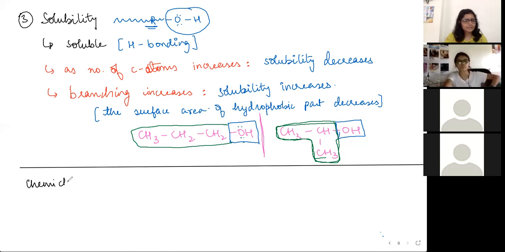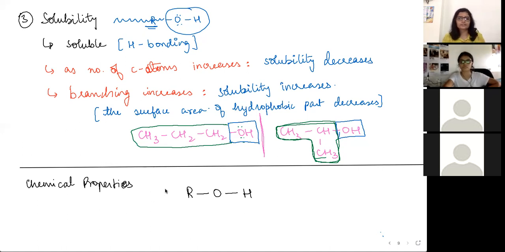So chemical properties are mainly chemical reactions. What reactions do alcohols undergo? How do they behave with other chemicals? Alcohols basically have the R group, then the O, oxygen, and H. OH is the alcohol group, right? So it behaves in multiple ways in different contexts.